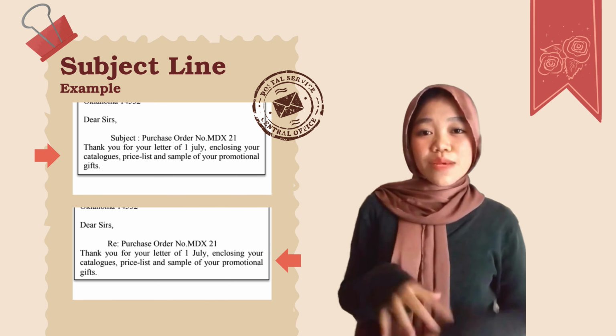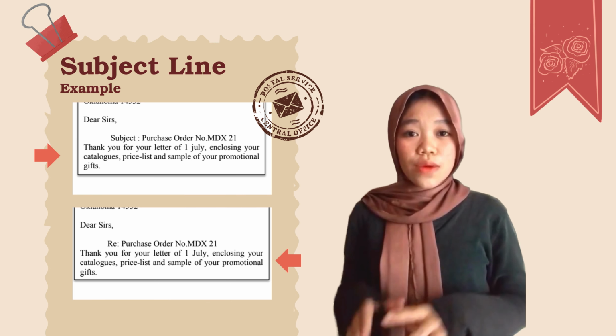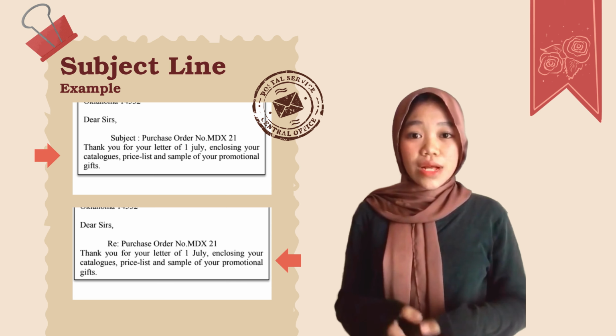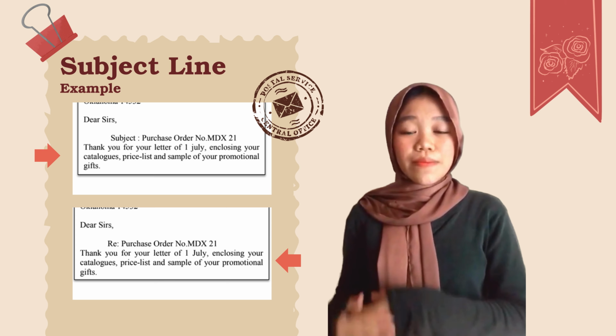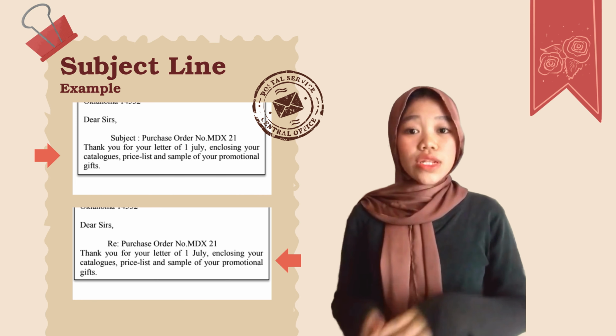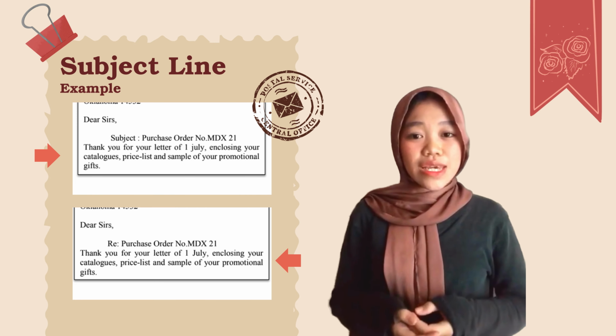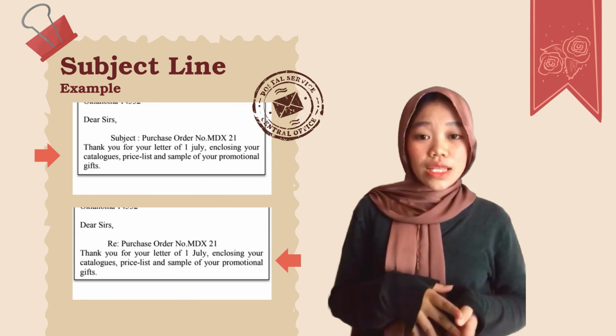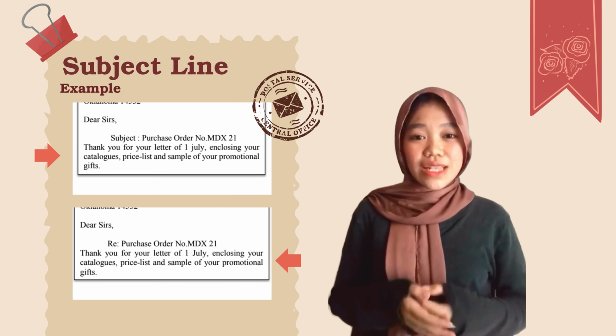In the first example, the subject line is written in the format subject, purpose, order number, and the explained one. Even though this format is quick and clear, it seems less formal and a little stiff. And then in the second example, the subject line is written in the format RE, purpose, order number, and the explained one. This format is more commonly used in business communication because it is more concise and directly shows that this letter is a response to the previous letter.